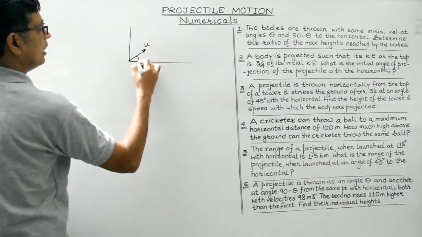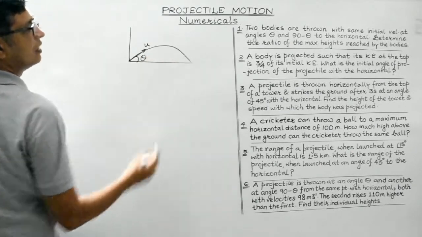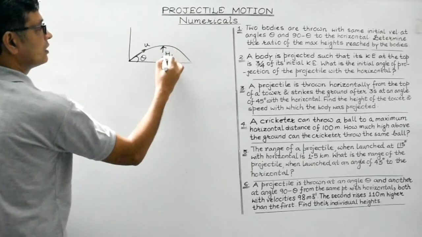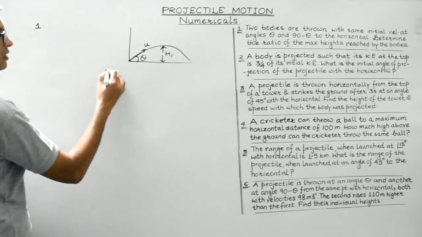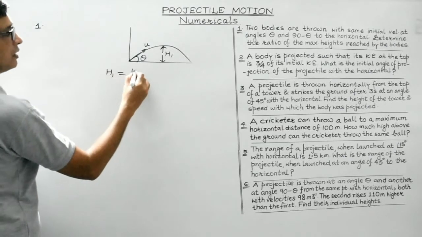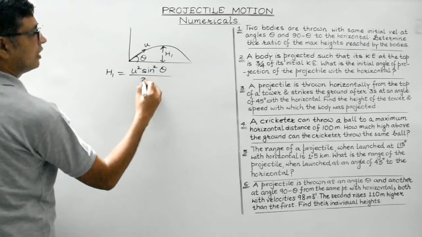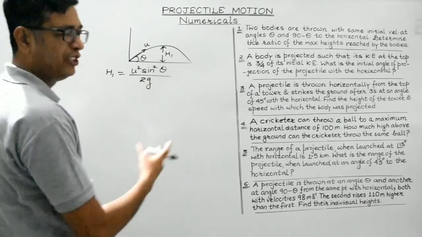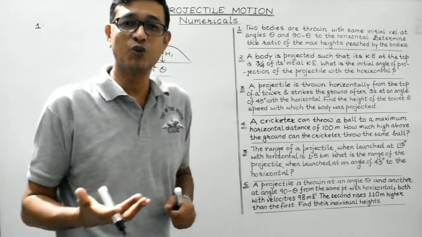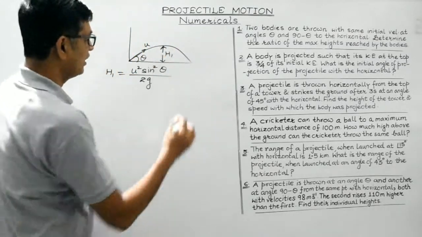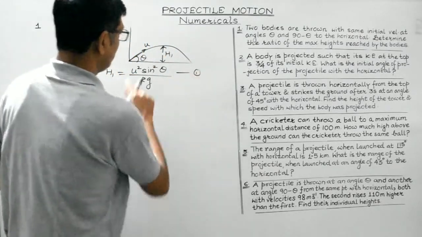Velocity is u and this is theta, right? So here, the ratio of the maximum heights. In the first case, suppose it is h1. So what is the formula over here? It is u square sine square theta divided by 2g. In numericals, obviously we are supposed to make use of the formulas directly. We all have derived these expressions, isn't it? So this is the first case.